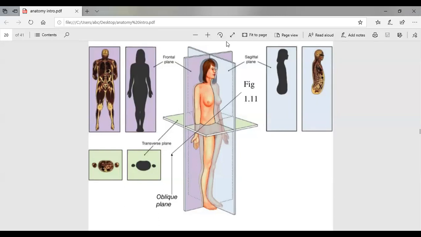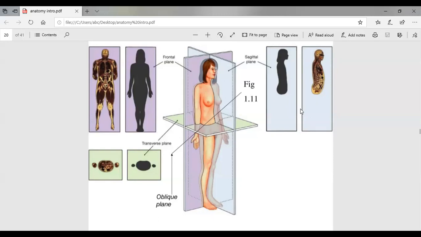Then what is the frontal plane? The frontal plane also passes through the center of the body, but from sideways, either left to right or right to left. How can you see the body if you cut it in the frontal plane? The left side upper diagram shows how your body will be visible if you cut the body in the frontal plane.